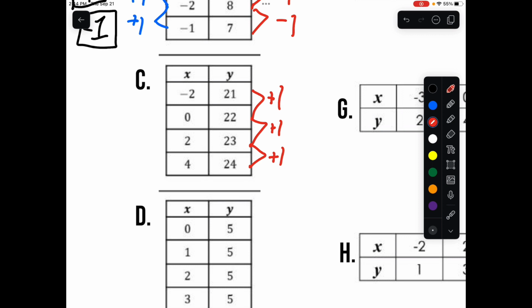To get from negative 2 to 0, I am going up 2, moving 2 spots to the right on my number line. From 0 to 2, I am going up 2. From 2 to 4, I am going up 2.